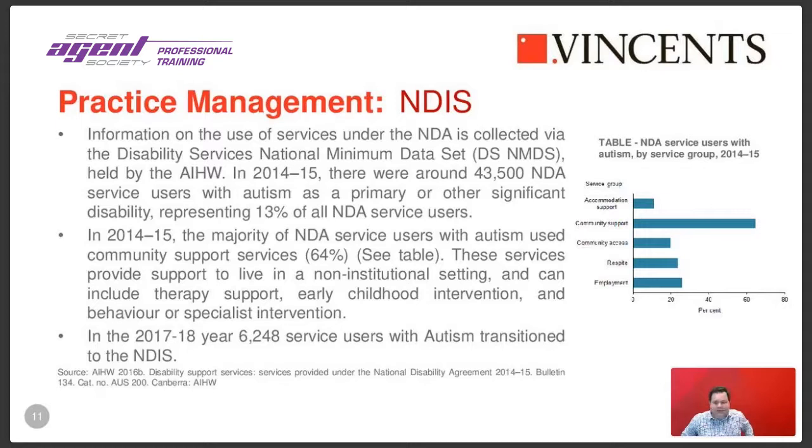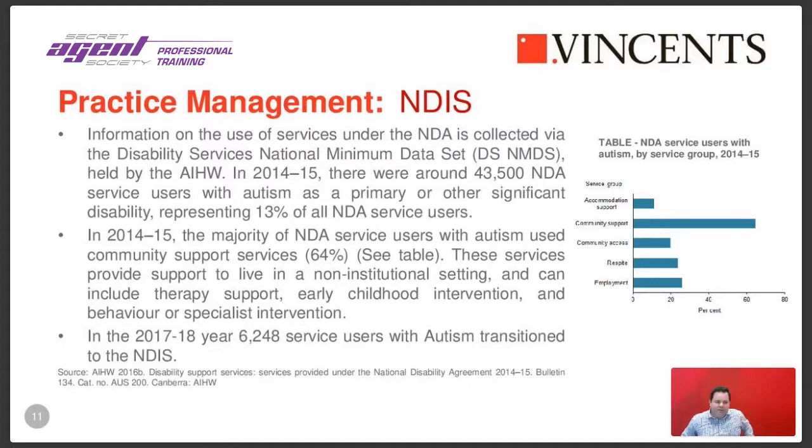So the first aspect of income is the NDIS. So historically, the government services commonly provided were under the National Disability Agreement, and also the Helping Children with Autism program for, I guess, the children under the age of 7. But these are progressively being transitioned to the NDIS.